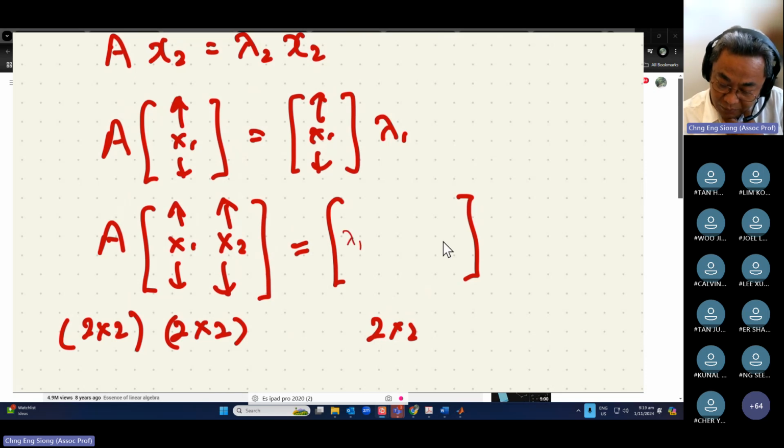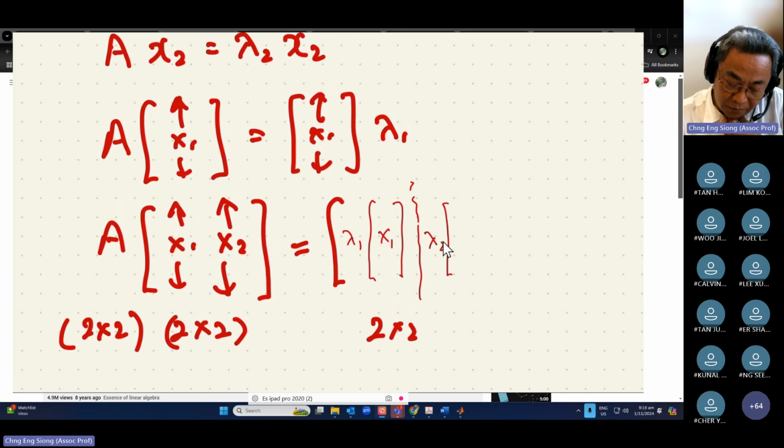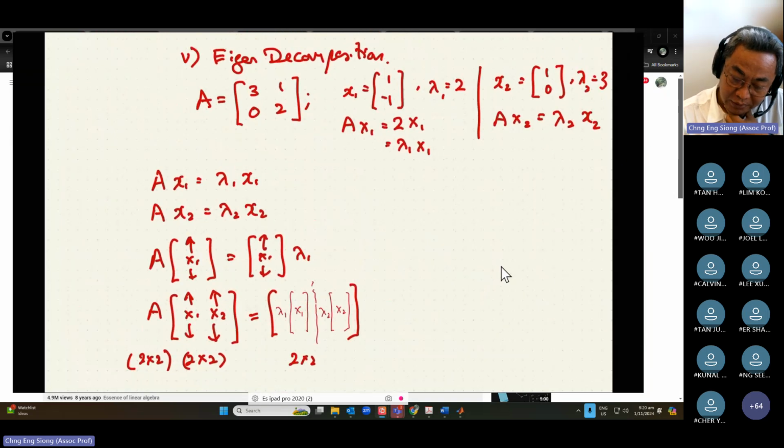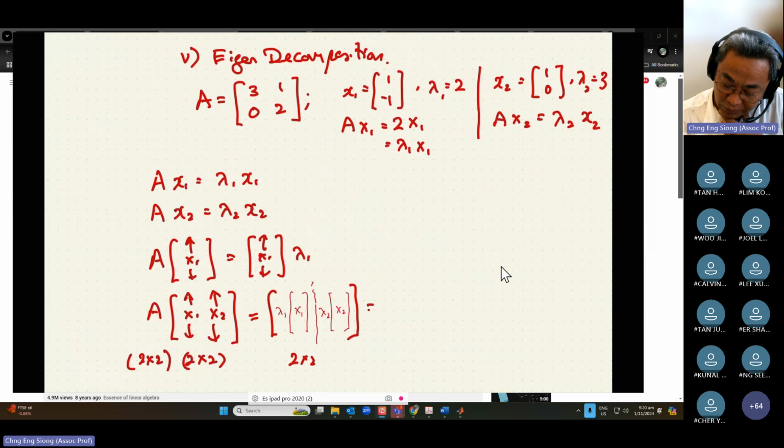I'm going to write lambda 1, x1, lambda 2, x2. Cool, guys. Everyone happy? Nothing great is happening here. A times x1 is lambda 1 x1, lambda 2 x2. Can I write it in one more way, guys? Equals to, what do you think I'll write here now?